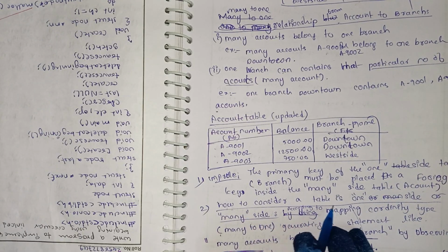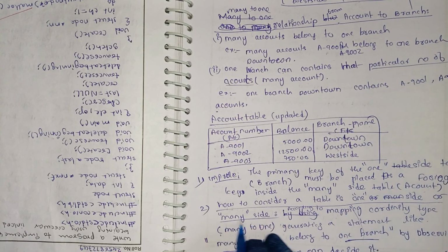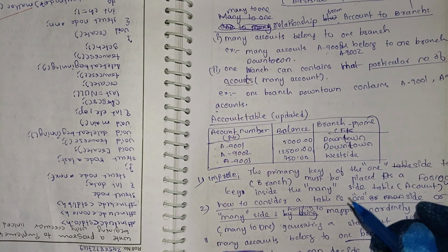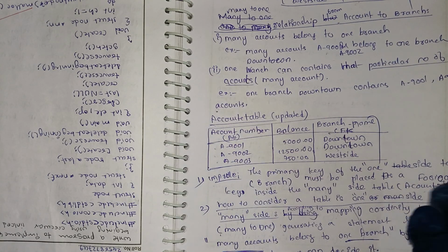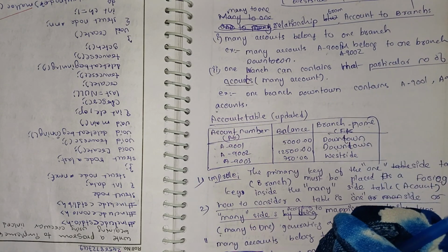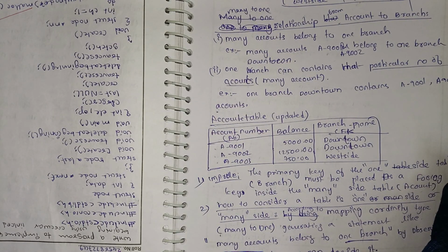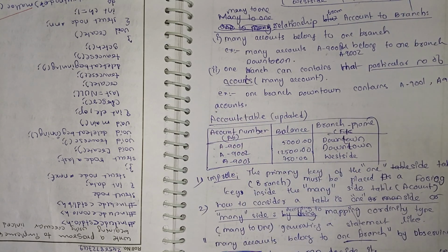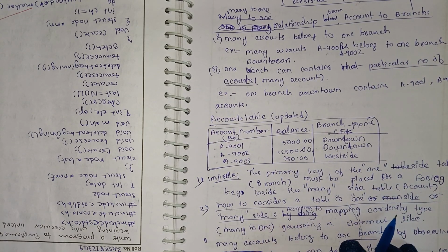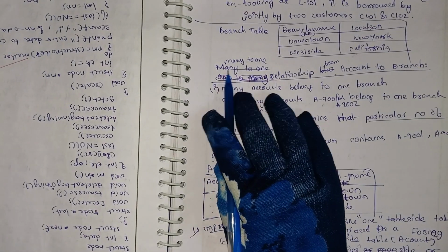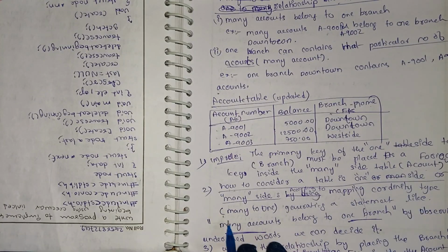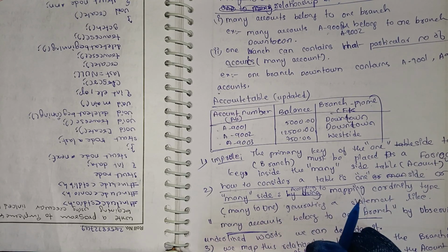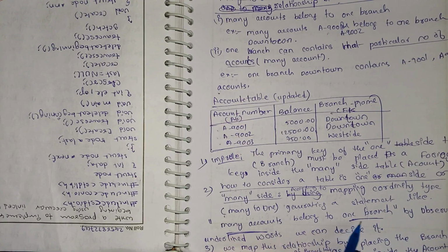So how do we consider a table as a one side or many side? How would we know that this particular branch table is a one side table or a many side table, or this account table is a many side table or one side table? It depends on the mapping cardinality. Here we have a mapping cardinality many to one. So according to mapping cardinality type many to one, in this case we generate a statement like many accounts belong to one branch.